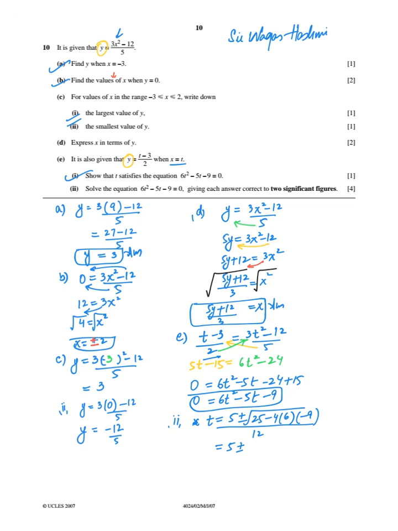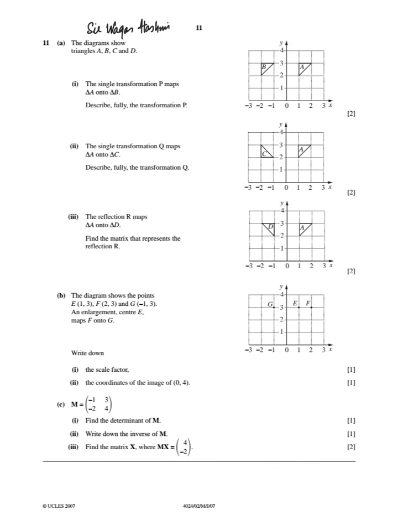5 plus minus under root 25 minus minus plus 4, 6 are 24, and 24 into 9 is 216, divided by 12. You apply root sign, so that will be 5 plus minus 15.5 divided by 12. After simplification, you will get two values of t, 1.7 and minus 0.88. That is your answer.